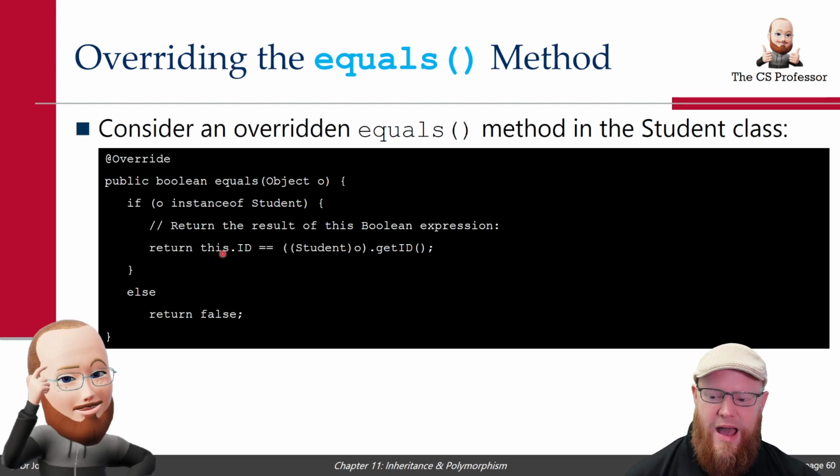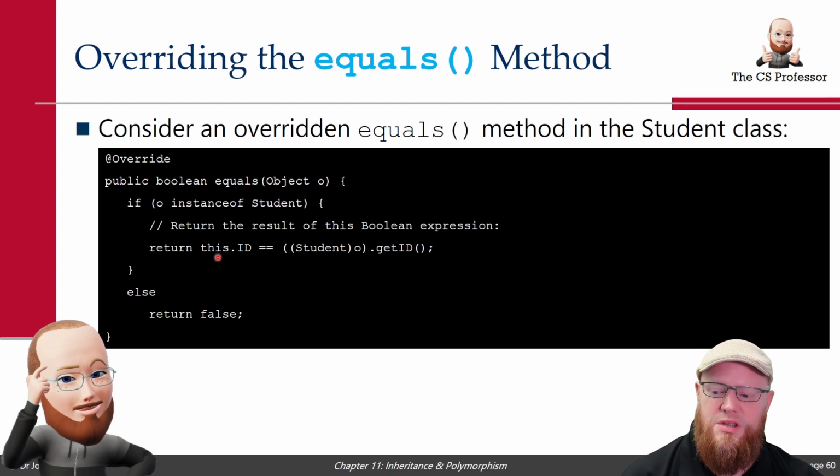We say, take the ID of this particular object in question, and let's compare it to the ID of this particular student object. So we've confirmed that object O is a student. So we explicitly cast O to a student, and notice the second pair of parentheses here. We then put those second pair of parentheses so we can take that casted result, call the getID on it to get the ID of this student object, and compare it to the ID of the object that this is being invoked from.